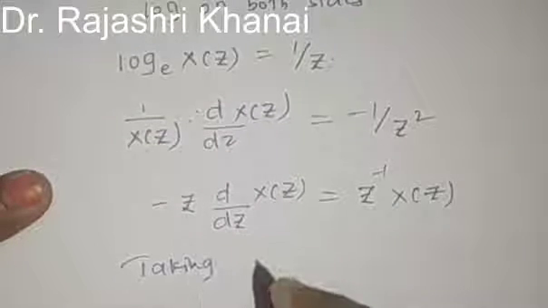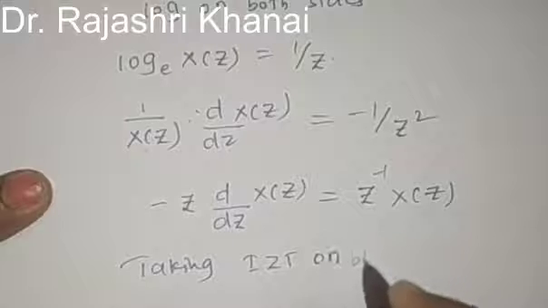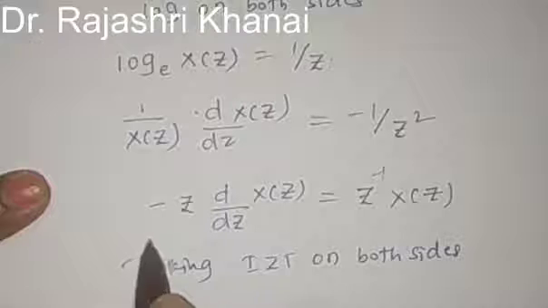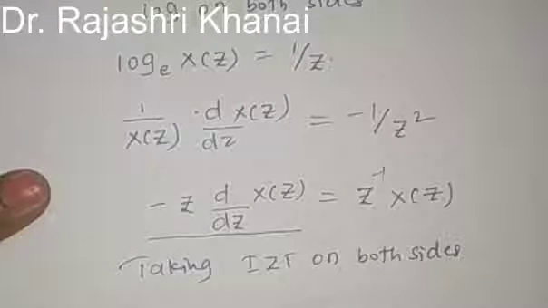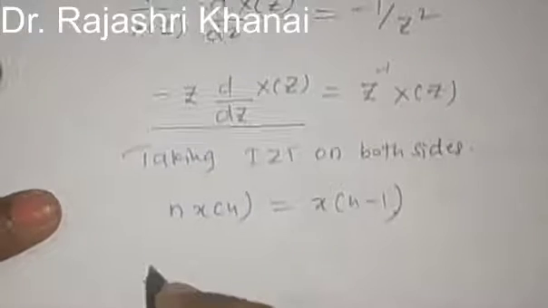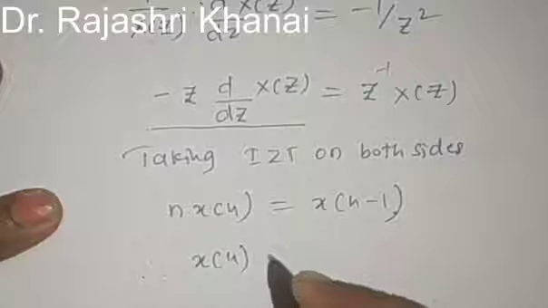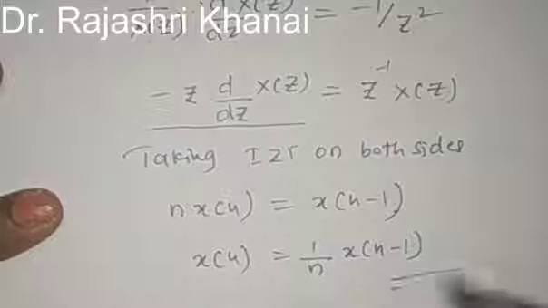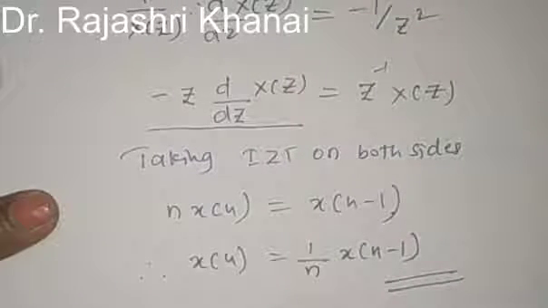Now taking inverse Z transform again on both sides, we will be able to write this. We know that using the property of Z transform, it is n into x of n, and this is nothing but x of n minus 1, and therefore I can write x of n is equal to 1 upon n into x of n minus 1. This is the way how to solve inverse Z transform of such exponential functions.